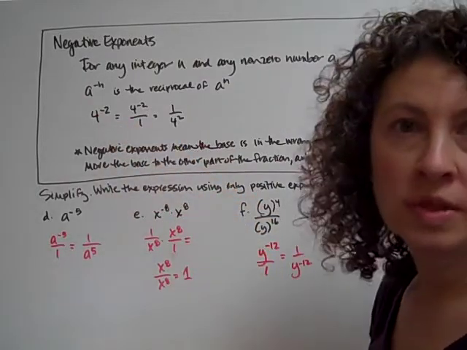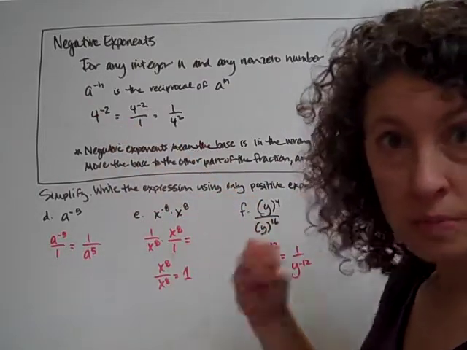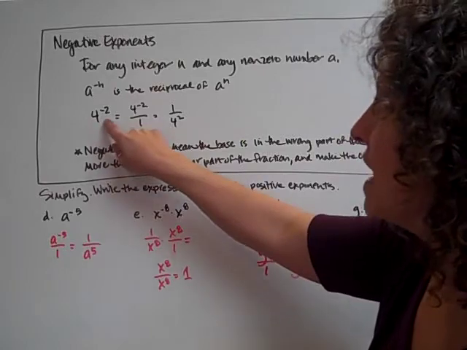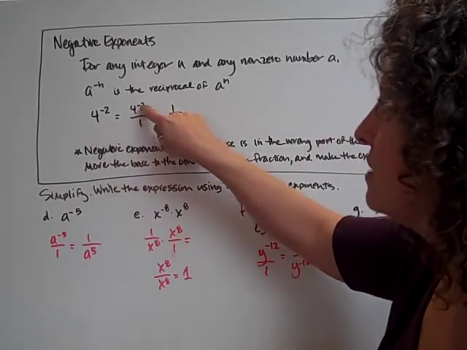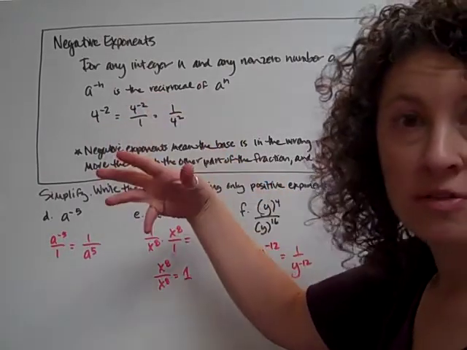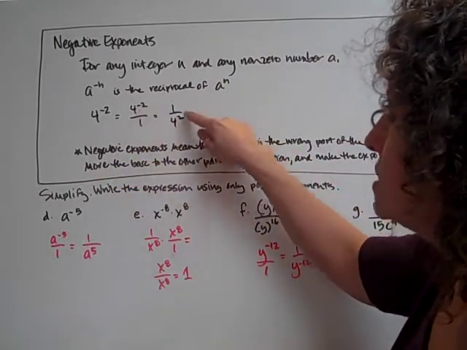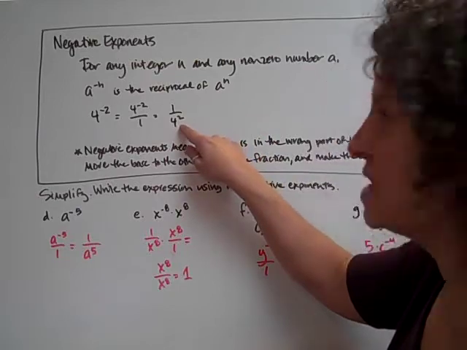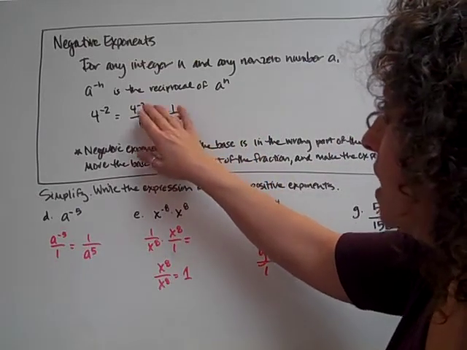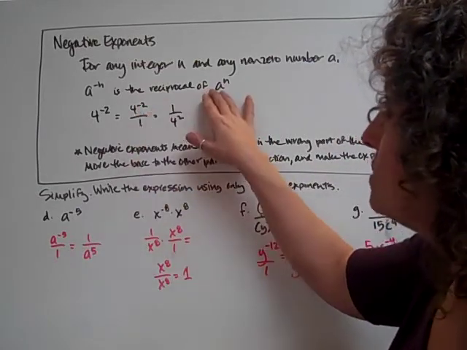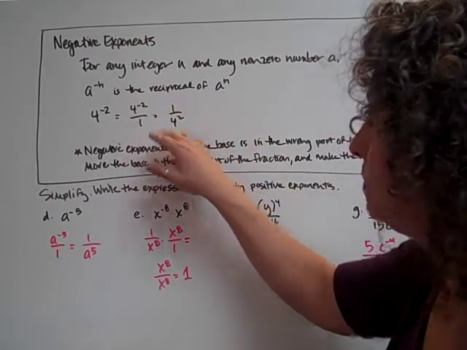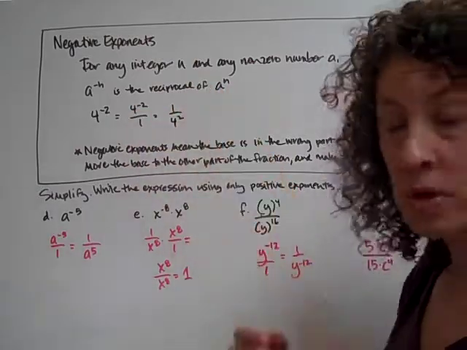Here's how this works when we think about how we actually work with it. 4 to the negative second power. That's equal to 4 to the negative second power over 1. We can always make it a fraction by putting it over 1. So 4 to the negative second power really means 1 over 4 to the second power. So again, if I take this times 4 to the second power, that would be equal to 1. So they're reciprocals of each other.